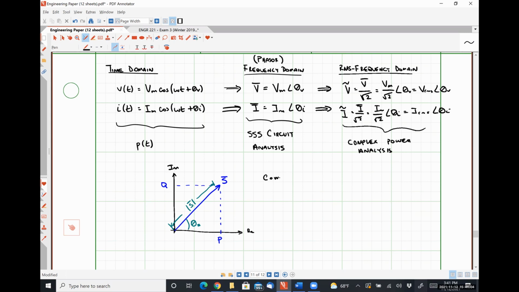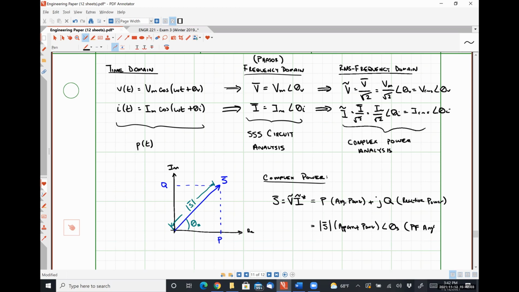So complex power S is equal to V RMS phasor times I RMS phasor conjugate, which is equal to P, which is average power, plus jQ, which is reactive power, in rectangular form, or the magnitude of S, apparent power, angle theta S, power factor angle.